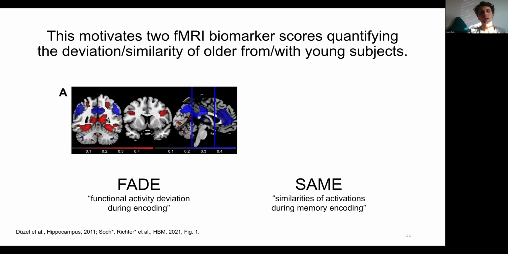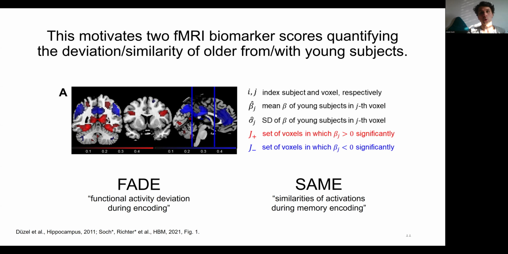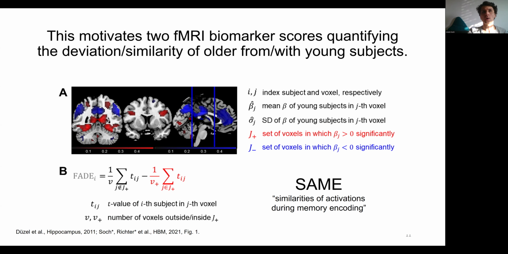First, we analyze only the young subjects and identify voxels in which activity on a given contrast, novelty or memory, is either significantly positive, here shown in red, or significantly negative, here shown in blue. The FADE score, for functional activity deviation during encoding, which was already introduced in 2011, then subtracts the average t-value on the same contrast for a given older subject inside the red voxels from the average t-value outside those voxels.